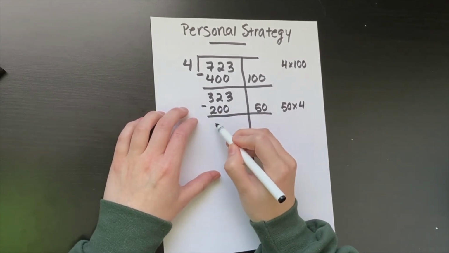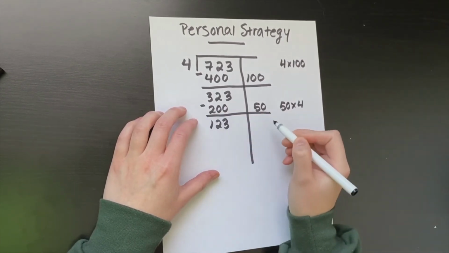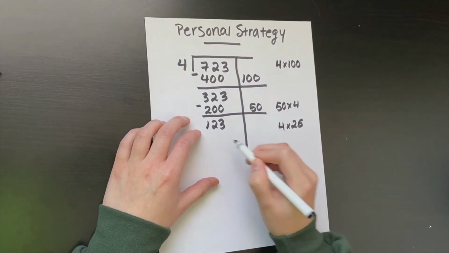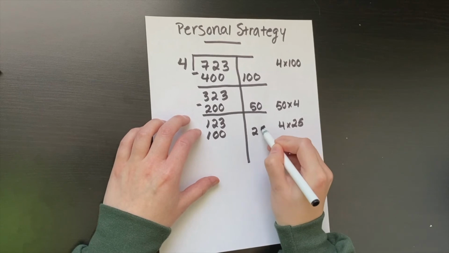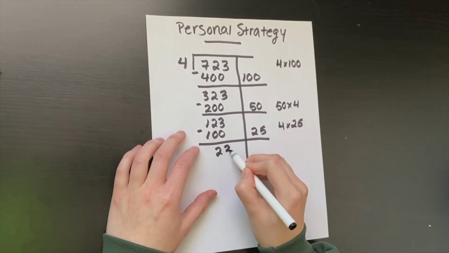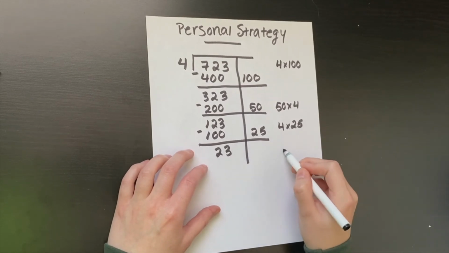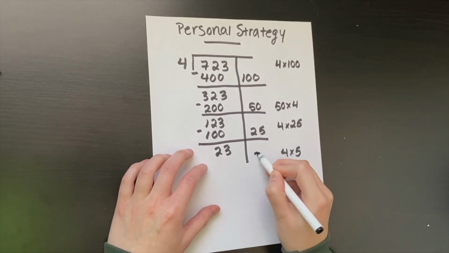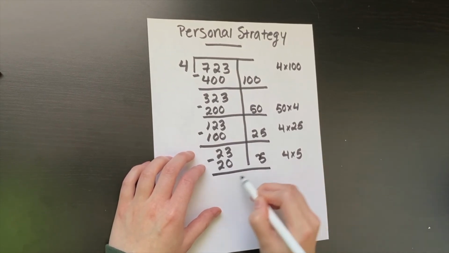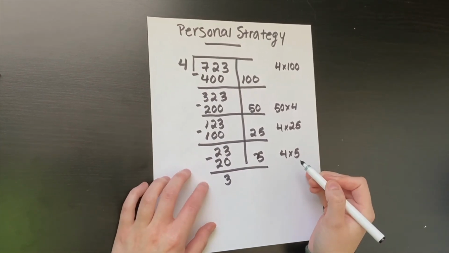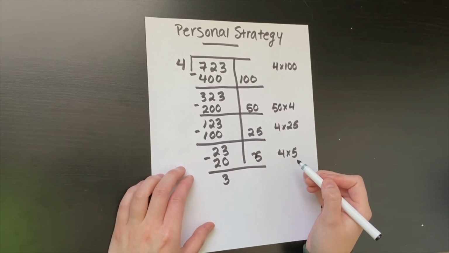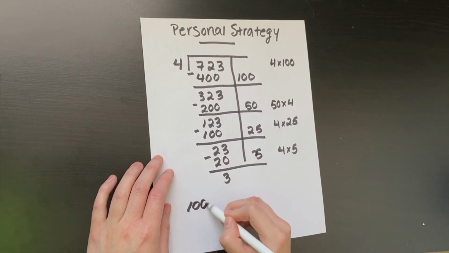323 minus 200 equals 123. We know that 4 times 25 equals 100, so I put the 100 here and the 25 there. 123 minus 100 equals 23. Lastly, we know that 4 times 5 equals 20, so I put the 20 here and the 5 here. We have 3 left over, and we know there isn't any number divisible by 4 that can be subtracted away from 3, so we just leave it for now.